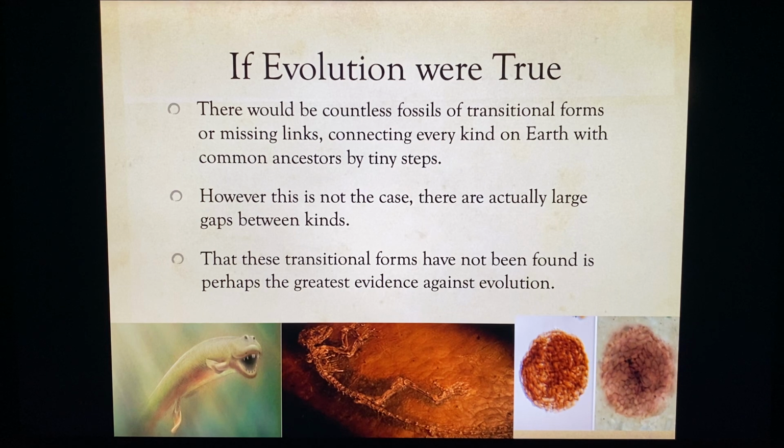That these transitional forms have not been found is perhaps the greatest evidence against evolution, because we don't have any missing links. Whenever I talk to an evolutionist, I say, well, you would think you could at least find one missing link among one species, but they haven't found any that are credible. Here are some pictures of what they thought were missing links.